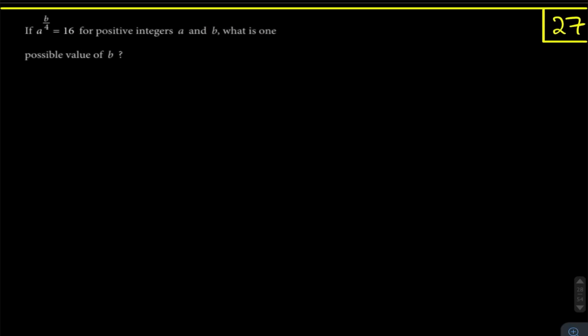Moving on to problem 27, we're asked: if a to the b over 4 equals 16 for positive integers a and b, what is one possible value of b?